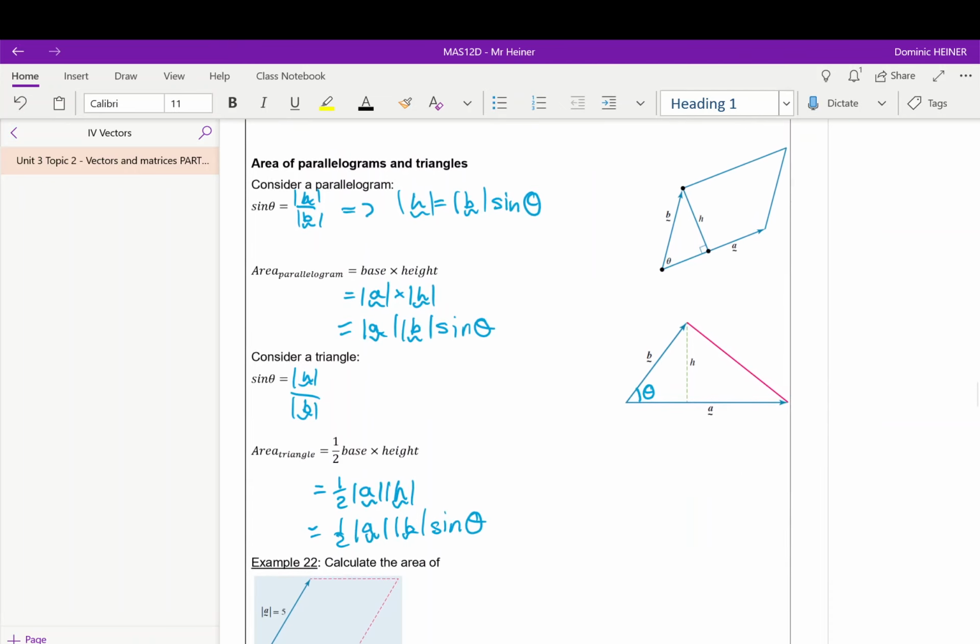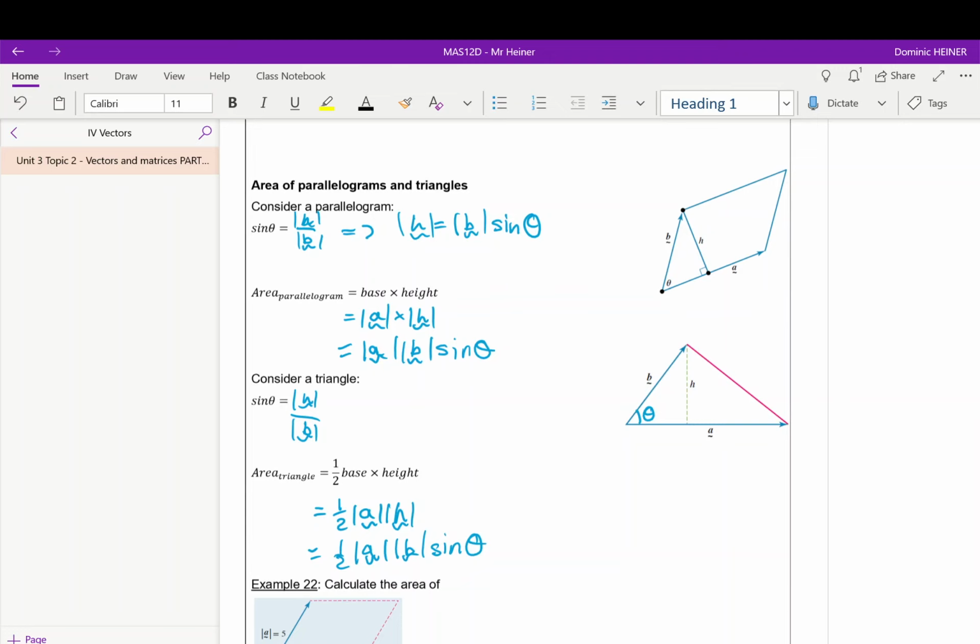An application of these cross products is found when looking at the area of parallelograms and triangles. So if we try to consider this parallelogram and its value of theta, sine of theta is the same as opposite over hypotenuse. Opposite to the angle is h, and the hypotenuse of the angle is b. So h can be defined by b and theta, and we get that when we go to our area of a parallelogram, substituting h as b sine theta, we get that the area of the parallelogram equals the magnitude of a times the magnitude of b times sine of theta, where theta is the angle between a and b.